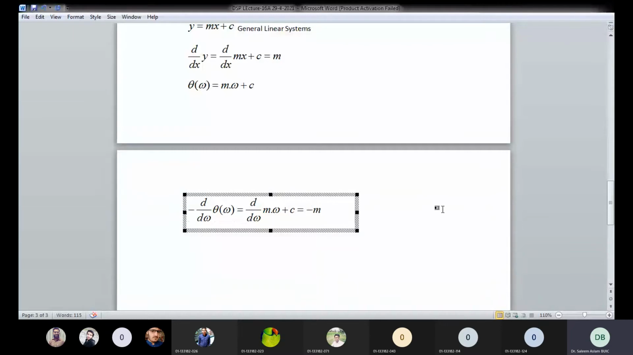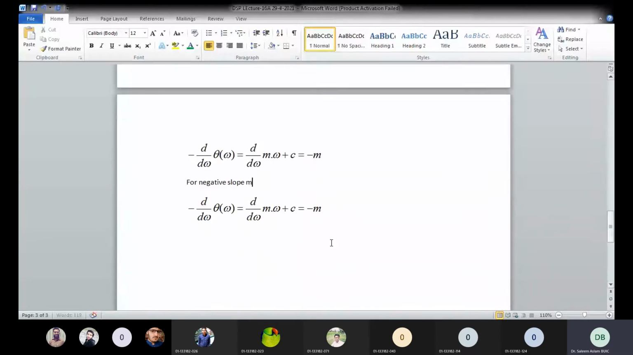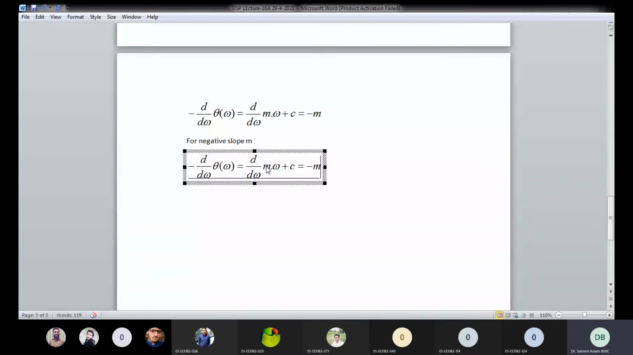ऐसे ही है बेटा, here slope is positive, but अगर हमारे पास slope negative हो तो m would become negative, और negative slope क्या हो जाएगा? For negative slope m, it would become minus m, and minus minus it would be plus m. ऐसे ही है बेटा हमारे केस में क्योंकि माइनस आ रही है तो this is equal to m.